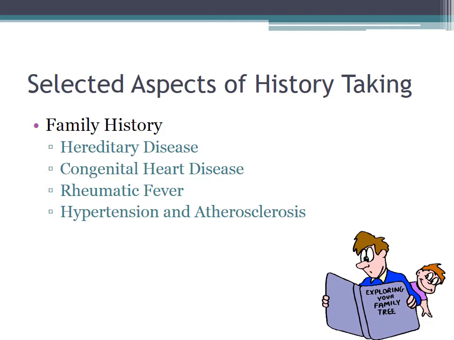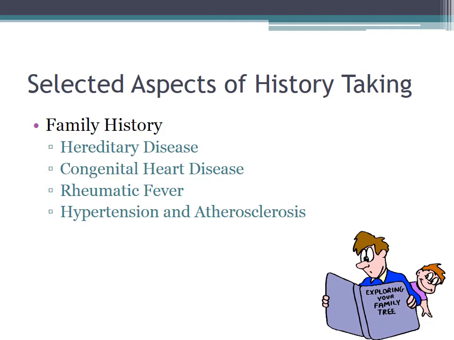Rheumatic fever frequently occurs in more than one family member, and there's a higher incidence of the condition among relatives of children with rheumatic fever. Although the knowledge of genetic factors involved in rheumatic fever is incomplete, it's generally agreed that there is an inherited susceptibility to acquiring rheumatic fever.